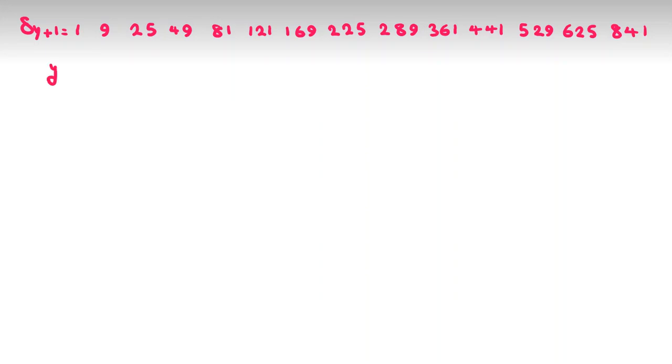Now we want to find y. For each case, you subtract 1 and divide by 8. 0 divided by 8 is 0, 8 divided by 8 is 1, 24 divided by 8 is 3, 48 divided by 8 is 6, 80 divided by 8 is 10, 120 divided by 8 is 15.